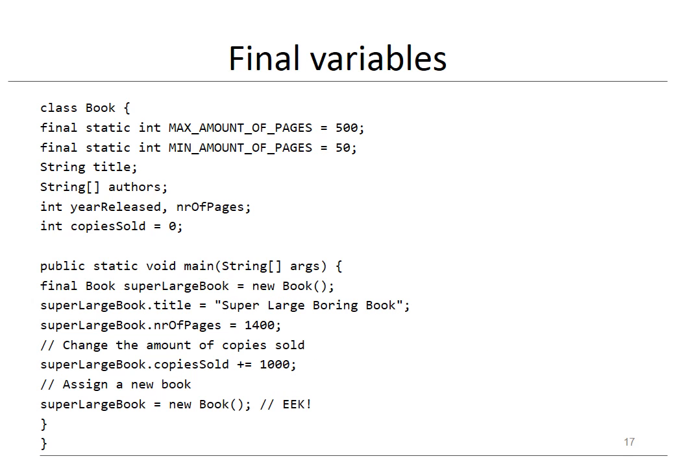Also, objects can be defined as final. You can see this illustrated here. The superLargeBook object is created as final. It means this object is created or initialized only once. It does not mean that we cannot change its variables. So, it's perfectly okay to change the number of copies sold as indicated. However, the last statement, superLargeBook equals new book, will generate an error since the superLargeBook object has already been created and was defined as final.